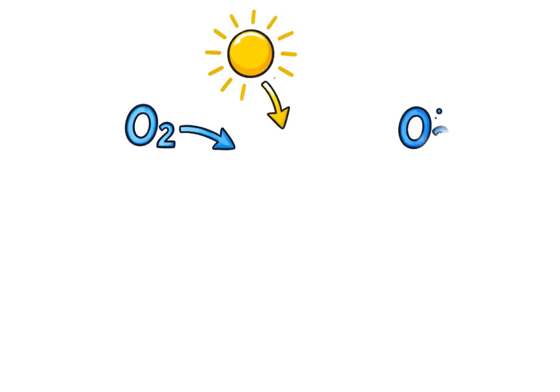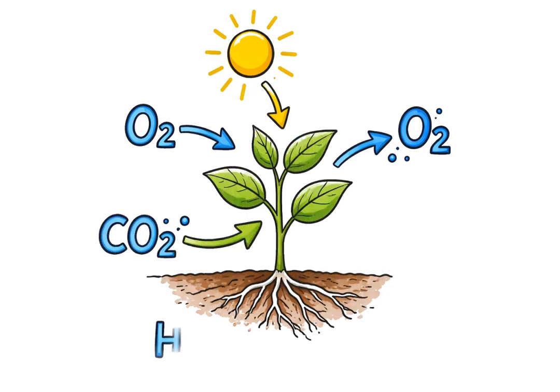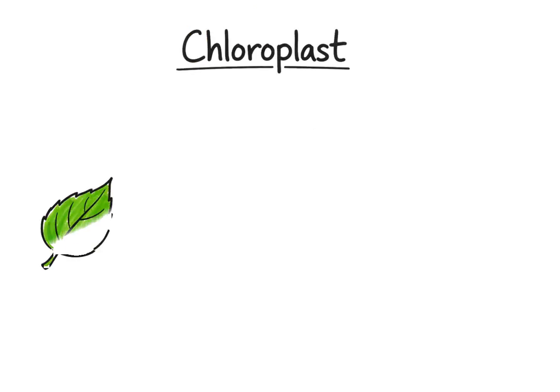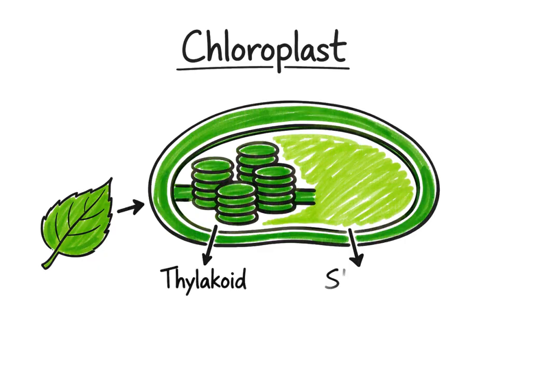This amazing process uses sunlight, water, and carbon dioxide. It produces glucose, food for life, and releases vital oxygen into our atmosphere. In plants, photosynthesis occurs within specialized organelles called chloroplasts. These mini-factories contain internal structures like thylakoids and stroma where reactions take place.